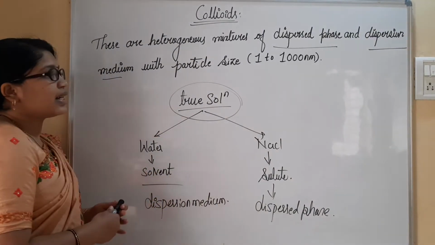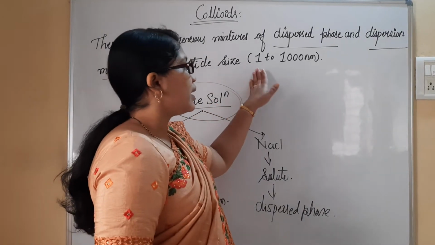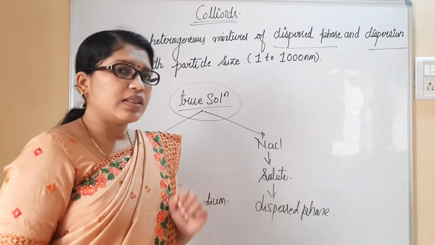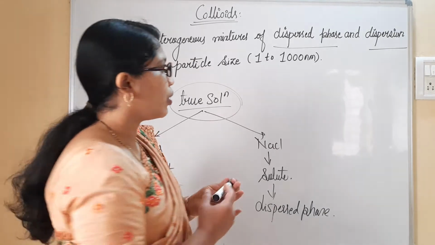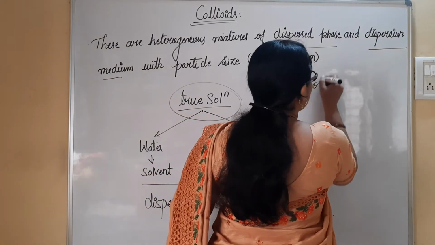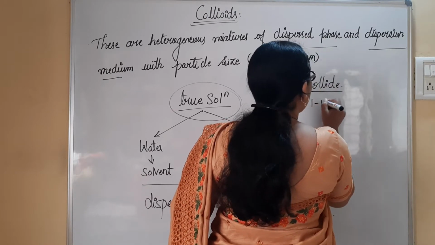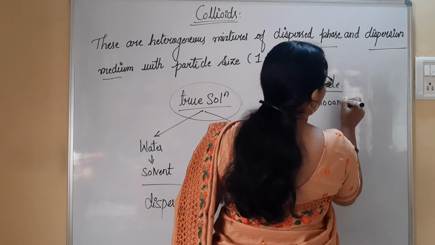Now they have mentioned the particle size here. If the particle size is from 1 to 1000 nanometer, then it is referred to as a colloid. It is referred to as a colloid. In a colloid, the particle size is 1 to 1000 nanometer.